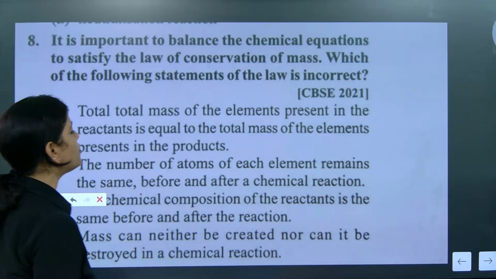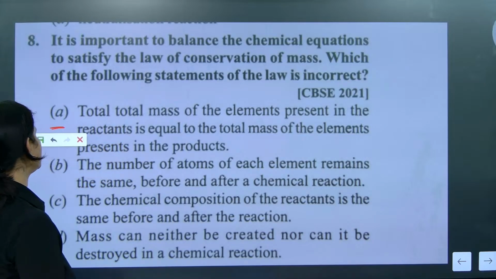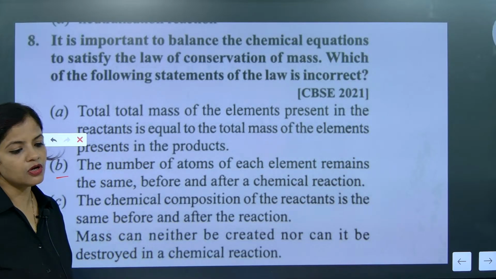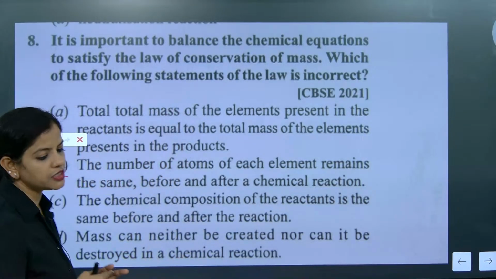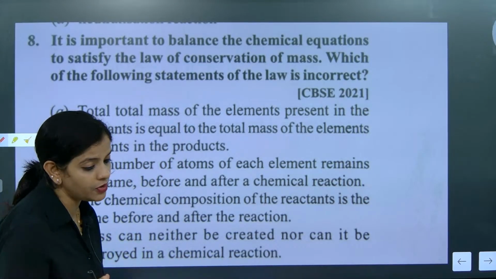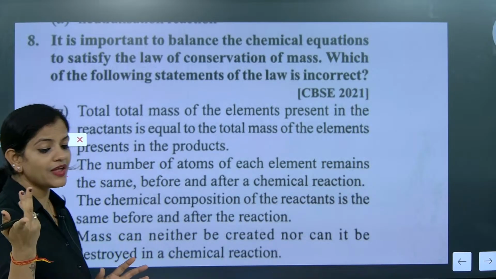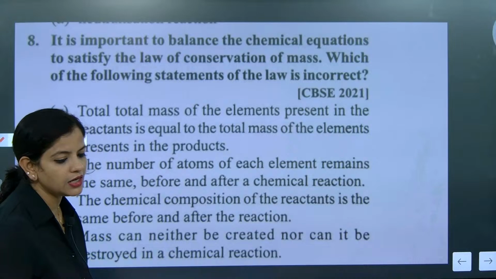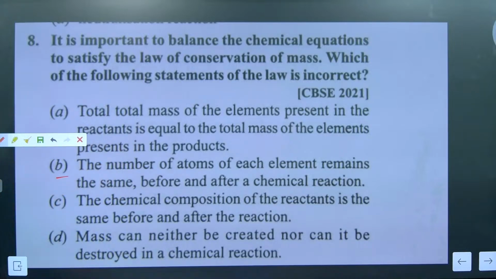The number of atoms of each element remains the same before and after the chemical reaction. This is again a correct statement because of the law of conservation. The number of atoms of the reactant is equal to the number of atoms of the product. That's also a correct statement. Tapashwini's selected option is D. Let's check this one out, beta.